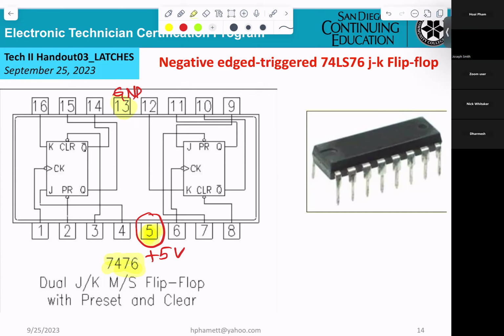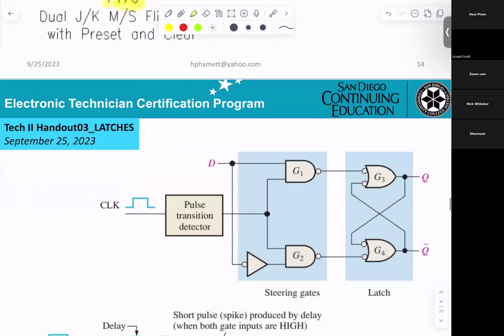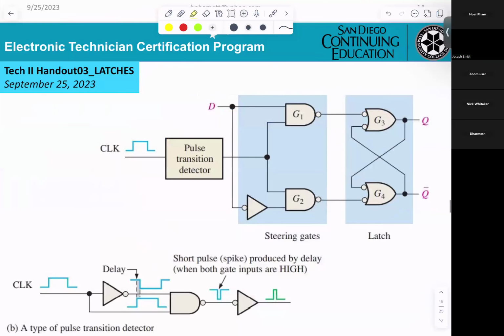You're looking into the diagram. You can see you get two JK flip-flops. And also they're telling you what each pin is doing. But the important thing is the 5 volt power supply goes to pin 5 and ground goes to pin 13. Okay, what they look like here.